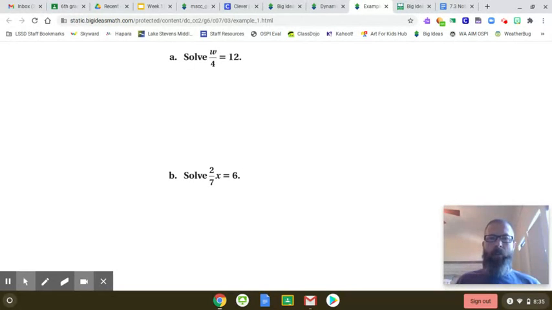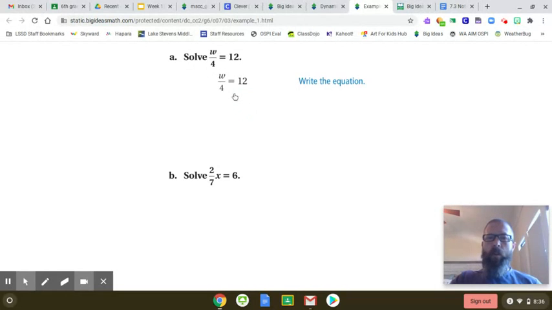We are on 7.3, example 1, and it's starting to get a little harder again, so we have to make sure we're on top of our game here. This says solve W over 4 equals 12. Remember that anytime you have a fraction or a number over a number, that's also division. So something divided by 4 equals 12, and we need to undo this division. The opposite of division is multiplication.